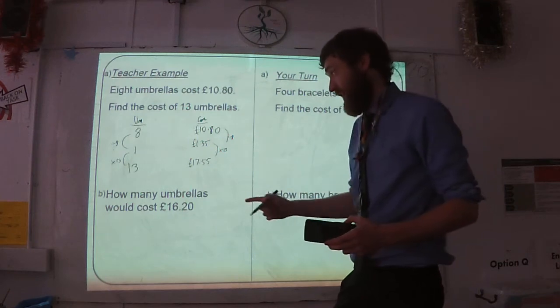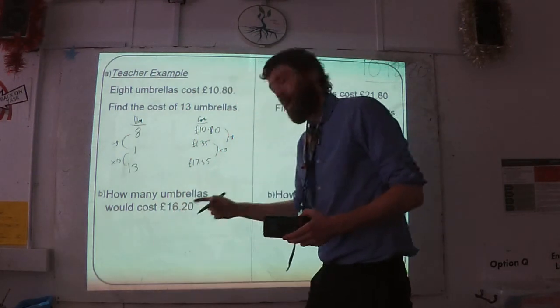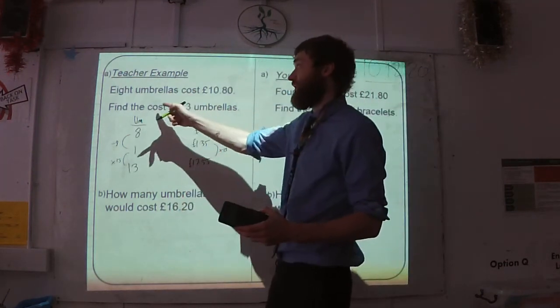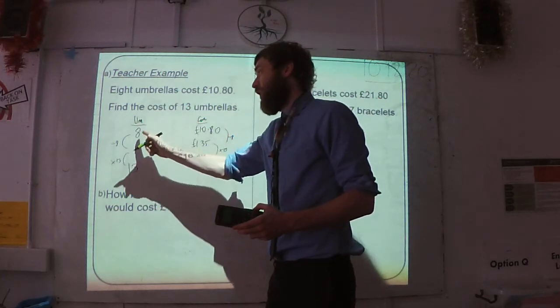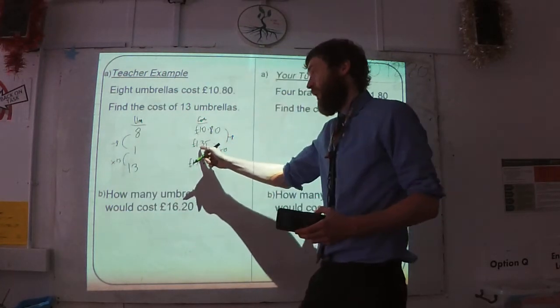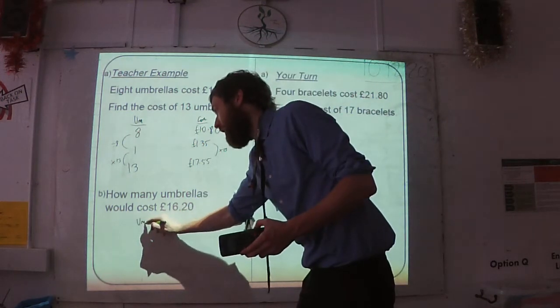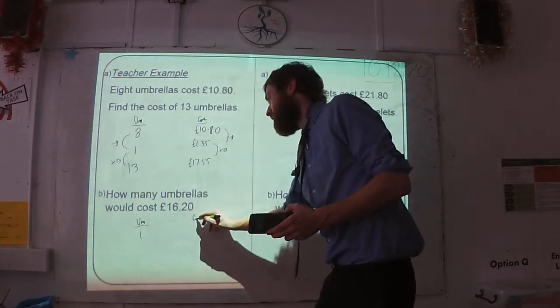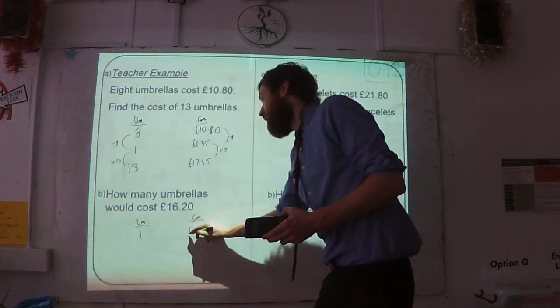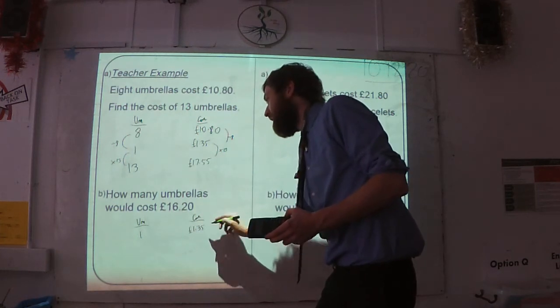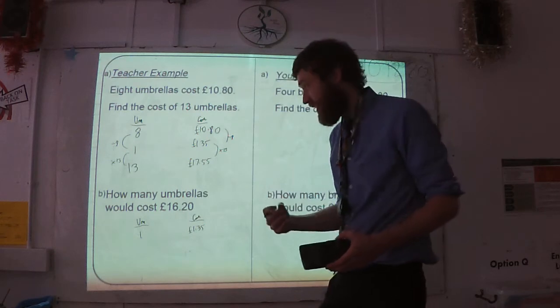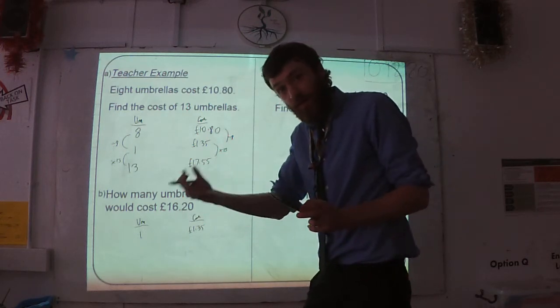The exact same thing here. Umbrellas would cost £16.20. So again, you know previously here that you've worked out that 1 umbrella costs £1.35. So that can be what we write down here. So 1 umbrella costs £1.35. Right, you want to know how many umbrellas £16.20 can buy you.